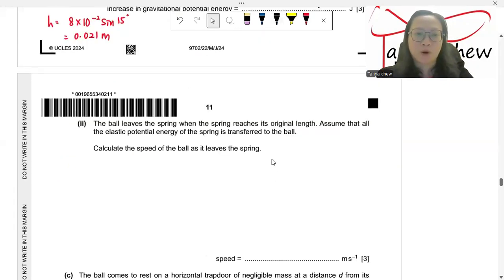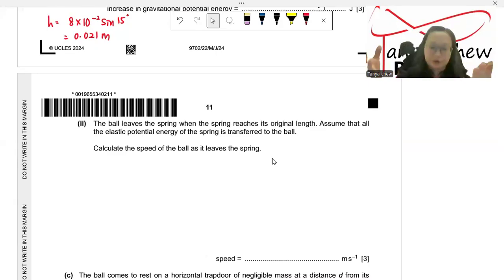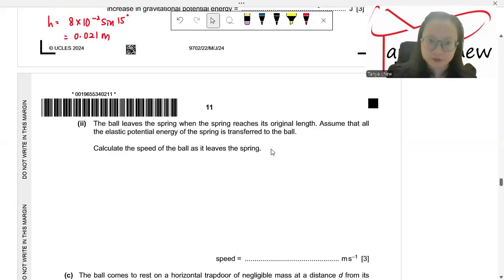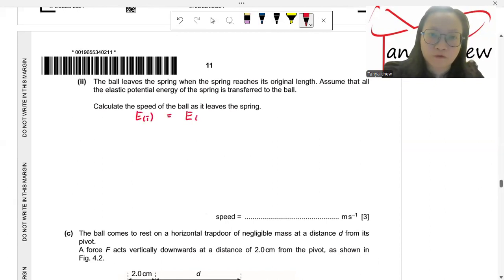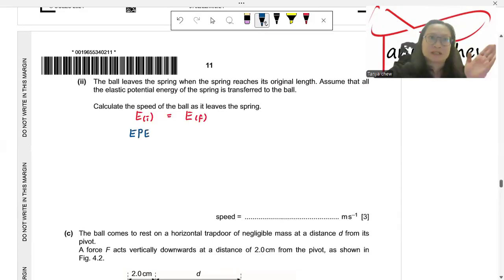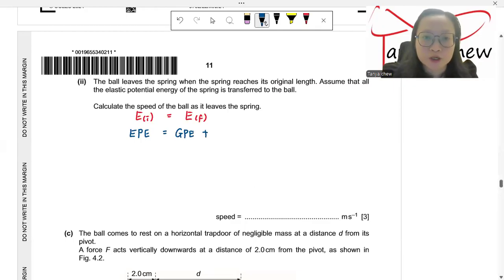Now the second part, the ball leaves the spring when the spring reaches its original length. Assume that all the elastic potential energy of the spring is transferred to the ball. Calculate the speed of the ball as it leaves the spring. Now I'm going to use the principle of conservation of energy. The total initial energy is equal to the total final energy. Total initial energy is due to the elastic potential energy because the spring is being compressed. And for the final energy, the ball increased in height, remember? So it changed to GPE and it will change to KE because the ball will eventually move and leave the spring.